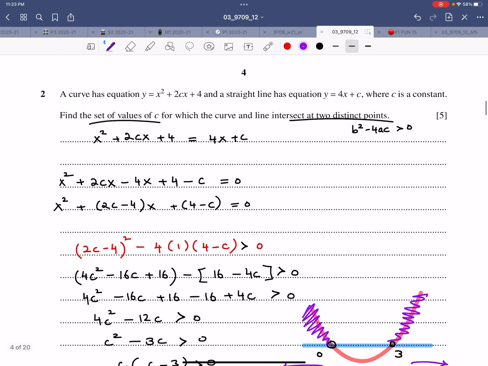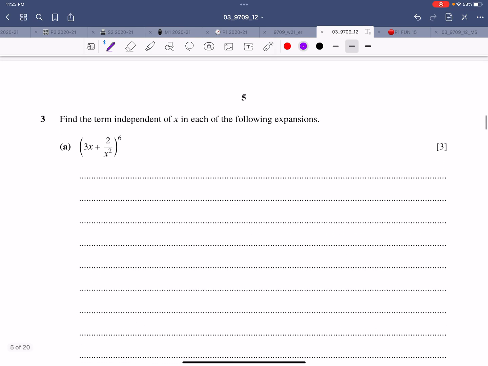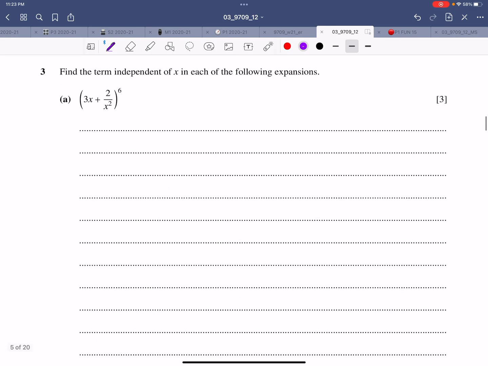Question number 3. Find the term independent of x. So we have this concept nCr, a raised to power of n minus r, b raised to power of r. So therefore this is 6Cr, and a is 3x raised to power of 6 minus r, and b is 2x^(-2) raised to power of r. So first of all, gather powers of x. There is 1 over here, it's multiplying with 6 minus r. There is minus 2 over here, it's multiplying with r.